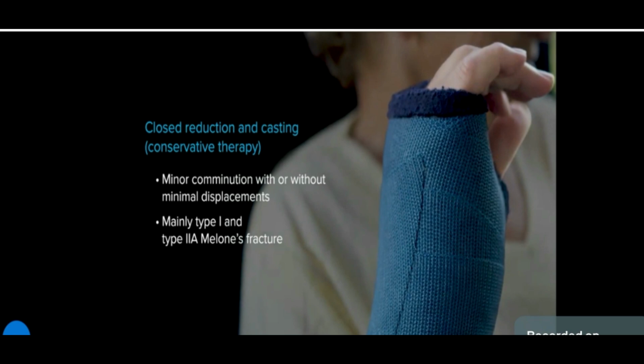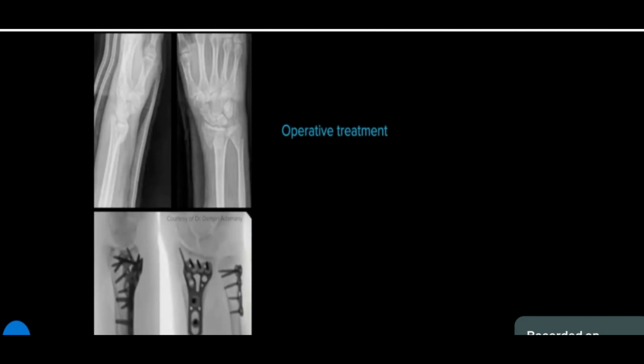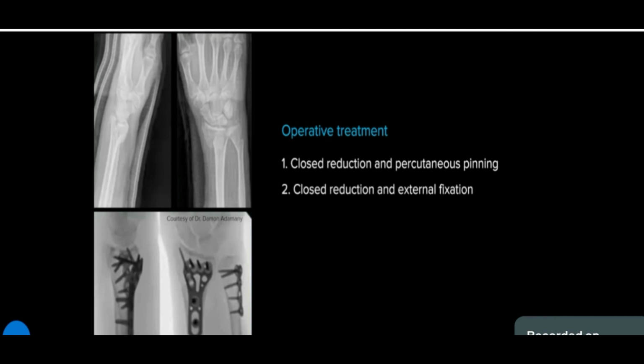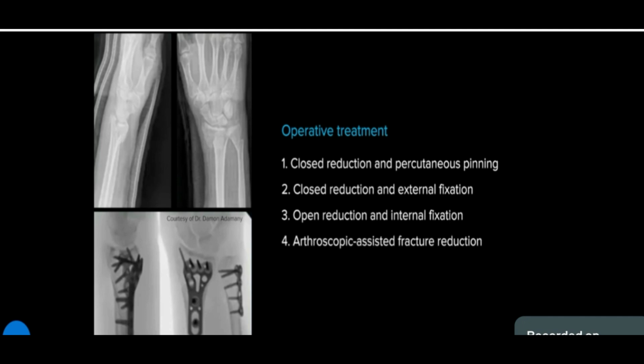There's no clear consensus on the best position and duration of immobilization of the wrist, nor on the need to extend the cast proximal to the elbow. However, the most optimal position of hand function is with the wrist in dorsiflexion. Surgical options include closed reduction and percutaneous pinning, closed reduction with external fixation, open reduction and internal fixation, and arthroscopic assisted fracture reduction.